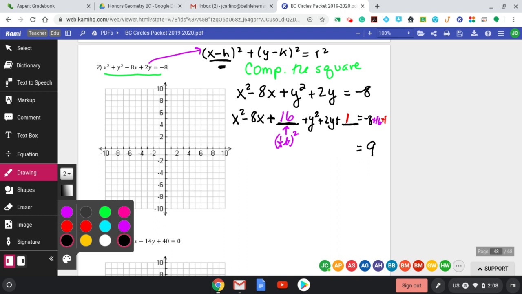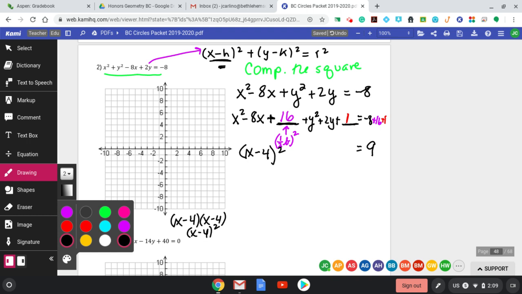So watch, what was our b value again for the x's? -8. Take half of it. It was what? -4. So in the first parentheses it's going to be x minus 4 all squared. And again, if you're wondering where that came from, if you try to factor that, that's x minus 4 times x minus 4. Two numbers that multiply to 16 but add to -8. And how can I rewrite x minus 4 times x minus 4? X minus 4 all squared. So that's where that's coming from.